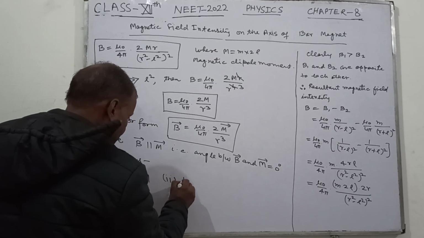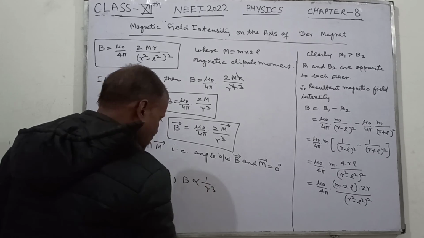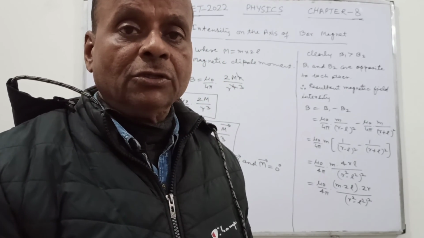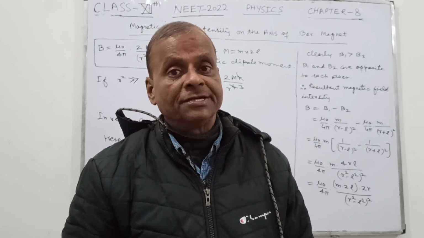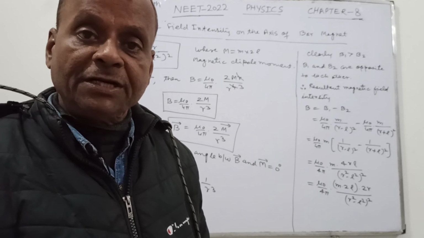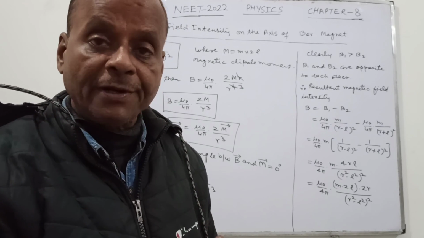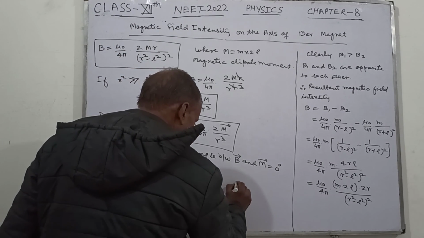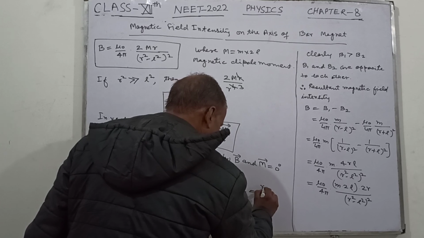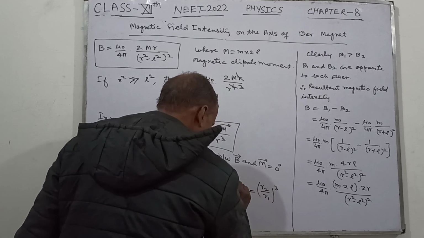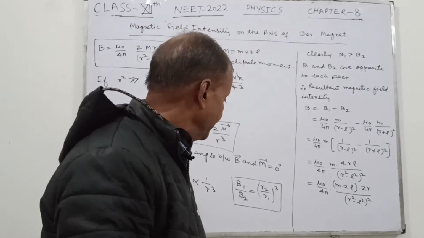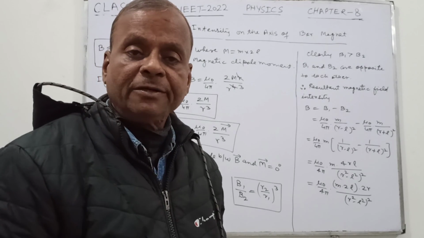And the second thing that we see here: B is proportional to 1 upon R cube. So if the distance is doubled, then B becomes 1 upon 8 times. If the distance is tripled, then the intensity will be 1 by 27 of the initial value. So the intensity decreases very rapidly as the distance is increased. If the distance is decreased, then the value of B will increase very rapidly. So we have B1 upon B2 equal to R2 upon R1 raised to power 3. If we know the distance from the bar magnet, we can find the ratio of B1 and B2 at different points.